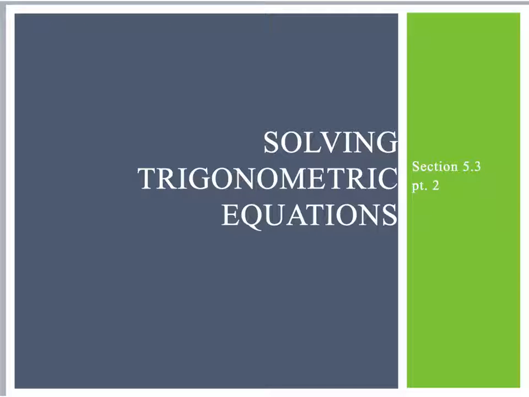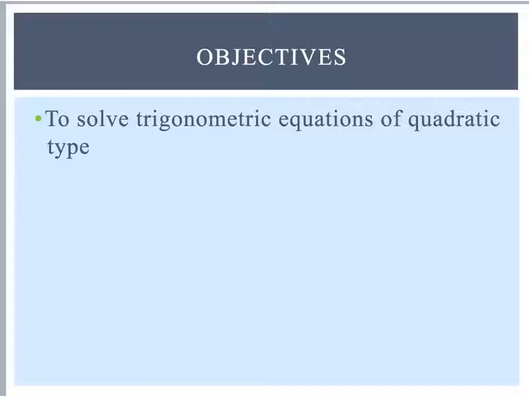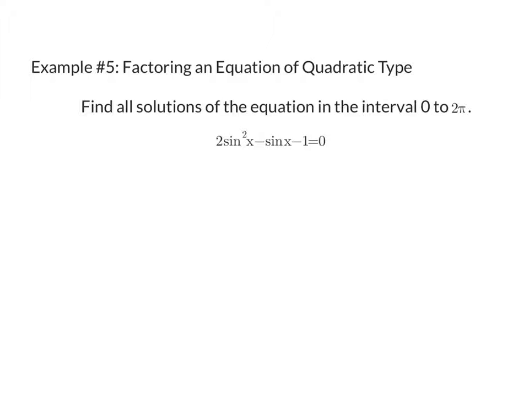Hey class, in today's lesson we're going to talk about solving trigonometric equations, which is found in section 5.3 part 2. Our objective is to solve trigonometric equations of quadratic type. So in example 5, we're asked to find the solutions of the equations on the interval between 0 and 2 pi. So these are, as was mentioned, already in the quadratic type.